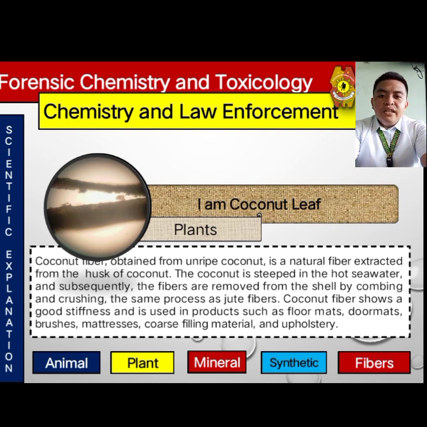So the coconut is steeped in hot seawater. And subsequently, the fibers are removed from the shell, combed and crushed, the same process as jute fiber. So the coconut fiber shows a good stiffness and is used in products such as floor mats, door mats, brushes, mattresses, horse feeding material, and upholstery.